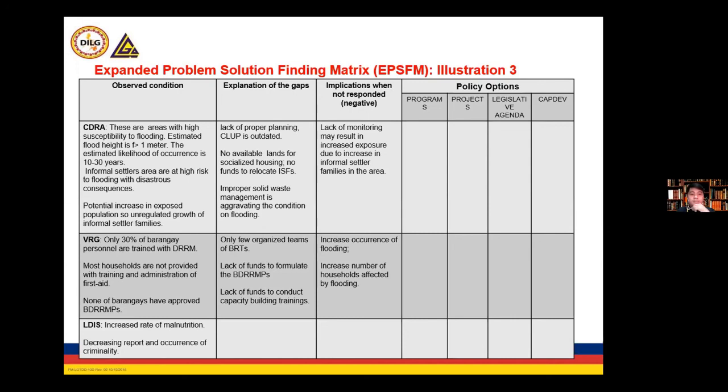So sa LDIS naman, since the content of the LDIS are simply data, numbers, ratio, percentage, makikita natin dyan what could be the observed condition. Halimbawa, increased rate of malnutrition and decreasing report and occurrence of criminality. So ayan, explanations and implications when not responded. Okay? So these three could be sources or inputs in formulating our problem solution finding matrix.